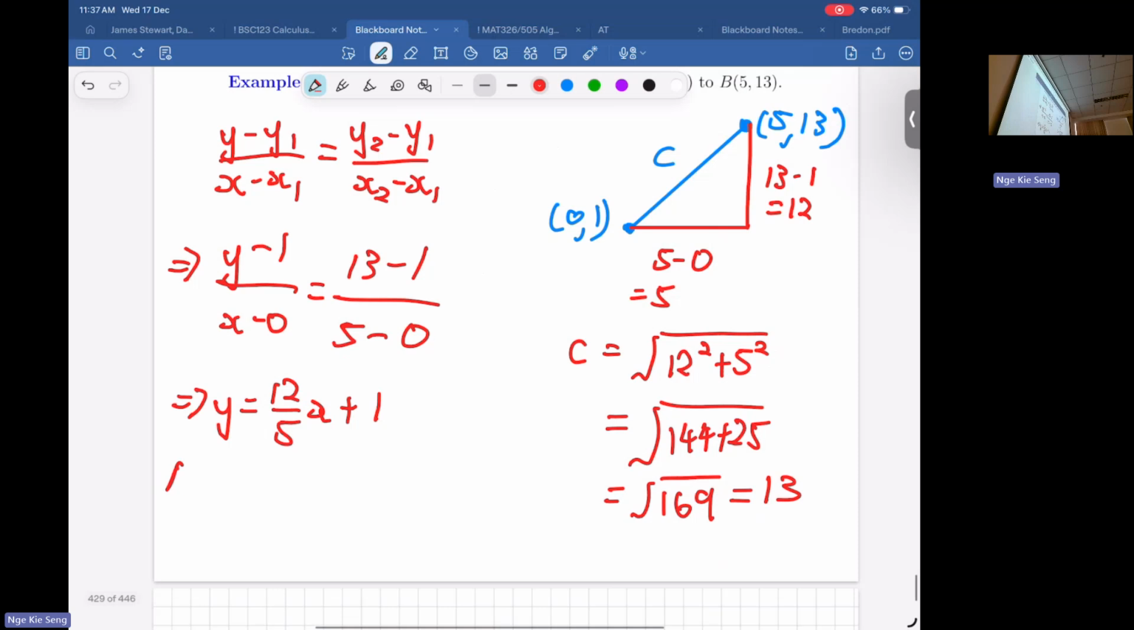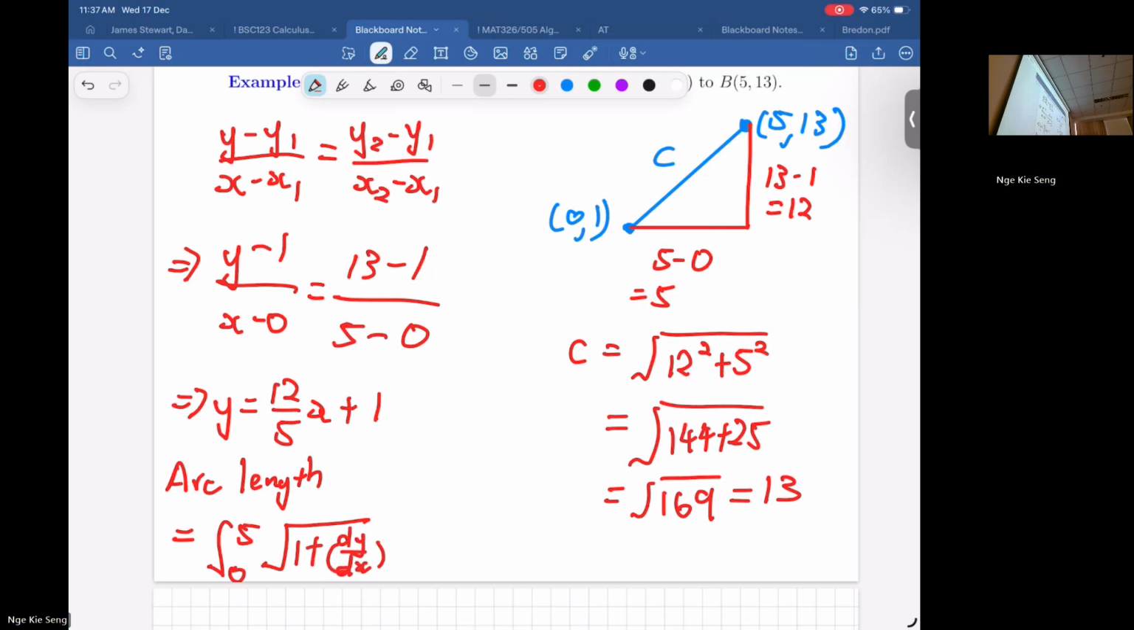Okay, so can you compute the arc length? Let you try, give you maybe 2 minutes. So you should integrate from 0 to 5, right? Of the square root of 1 plus what is dy over dx. Okay, compute this.